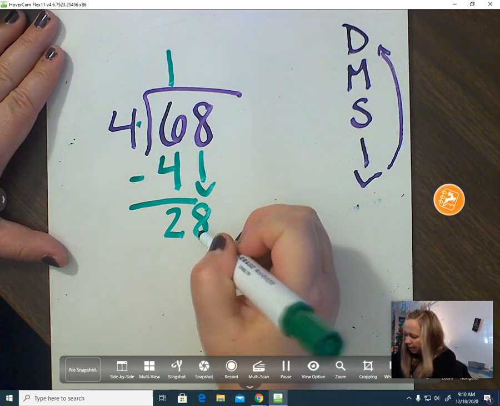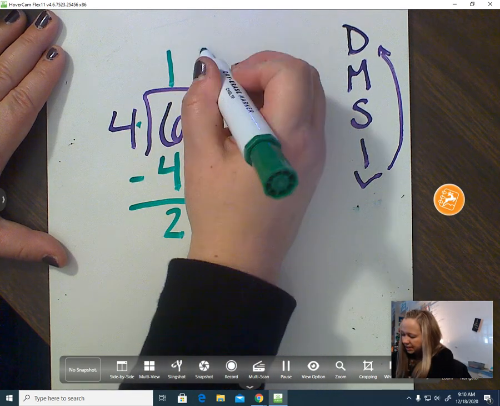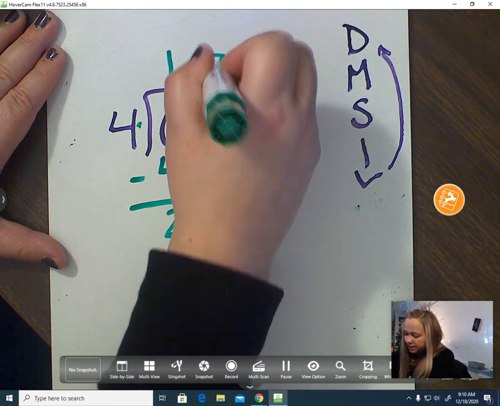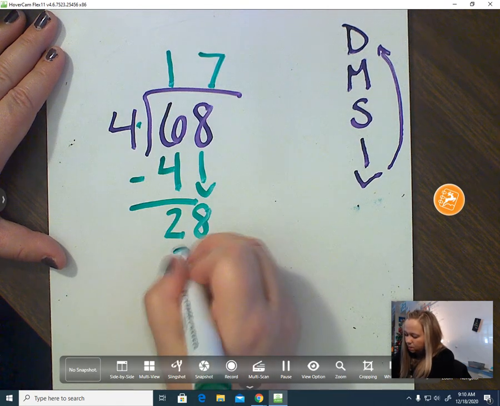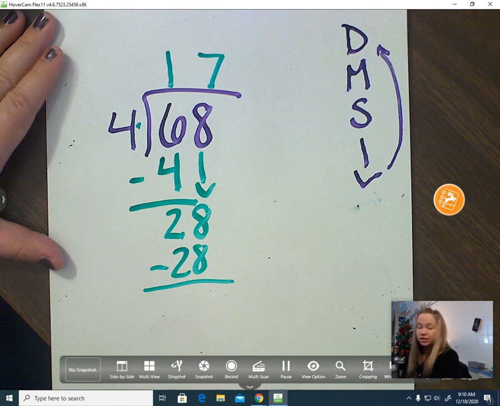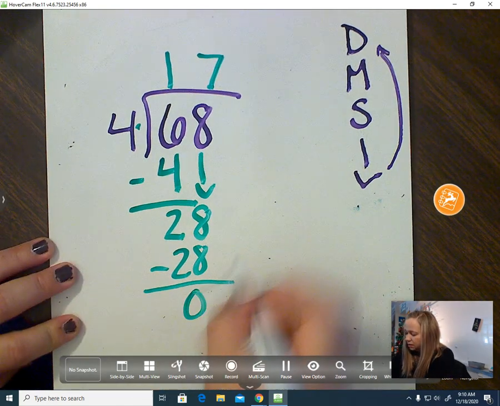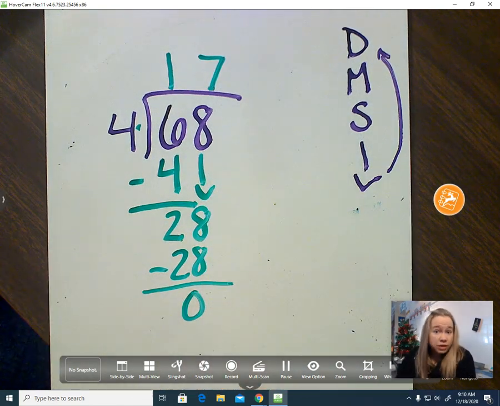So remember, we swing it up. So 28 divided by 4 is 7. We're going to multiply back down. 7 times 4 is 28. We subtract. There's nothing else to bring down. And 0 is our answer, so we don't have a remainder.